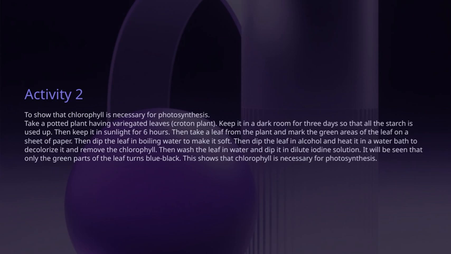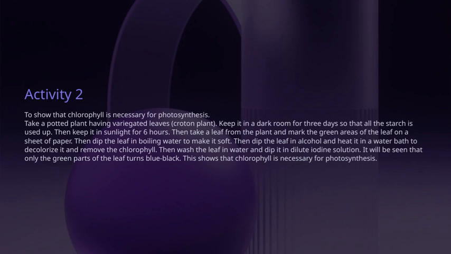Next, I dipped the leaf in boiling water to make it soft and easier to handle. Then, I placed it in alcohol and heated it in a water bath. This step helps to decolorize the leaf by removing the chlorophyll. After washing the leaf in water, I dipped it in dilute iodine solution.